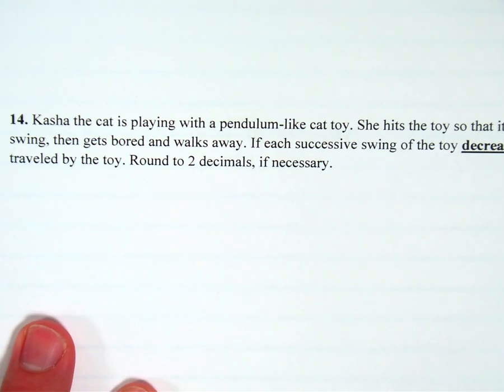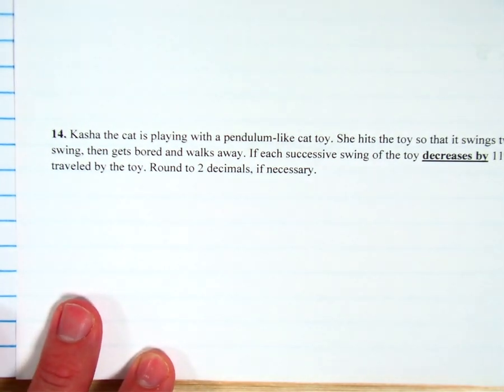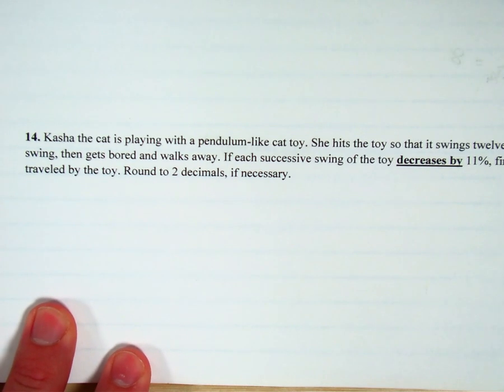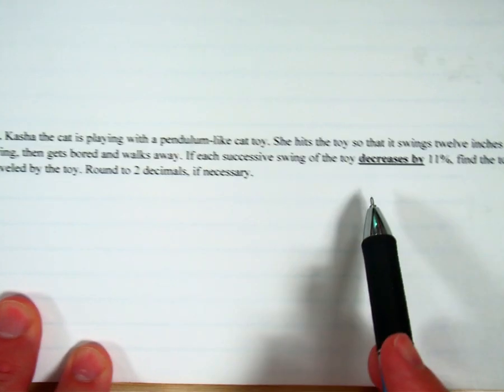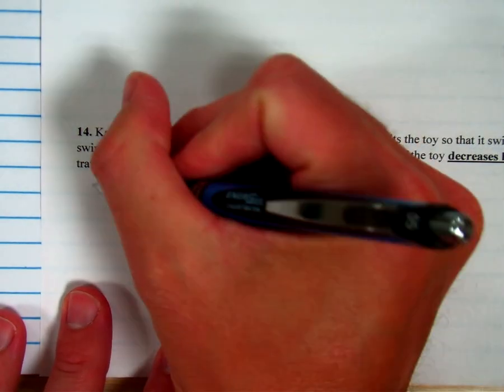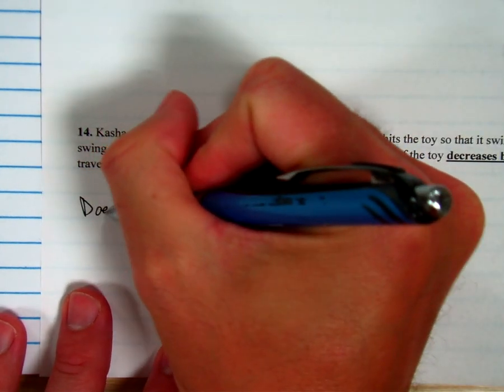Okay, we got a cat playing with a pendulum toy. The cat hits the toy and it swings 12 inches on the first swing. And then the cat walks away and just lets it go. And the swing decreases by 11% each time. Find the total distance traveled. Notice that this one does not ask for the total after a number of swings.